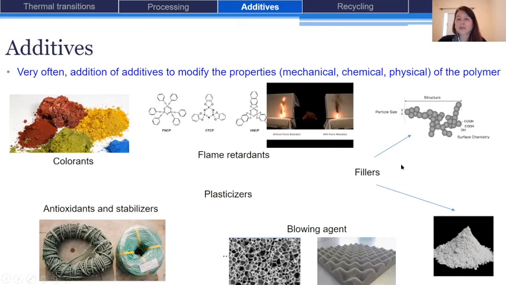Then we have fillers. So for example, carbon black is highly used, but also calcium carbonate. Fillers have two main objectives, either to increase the mechanical resistance of the polymer, or to decrease the price of the polymer, because some of the fillers are much cheaper than polymer. And so if you replace part of the volume of the polymer with fillers, you can decrease the price of your product.